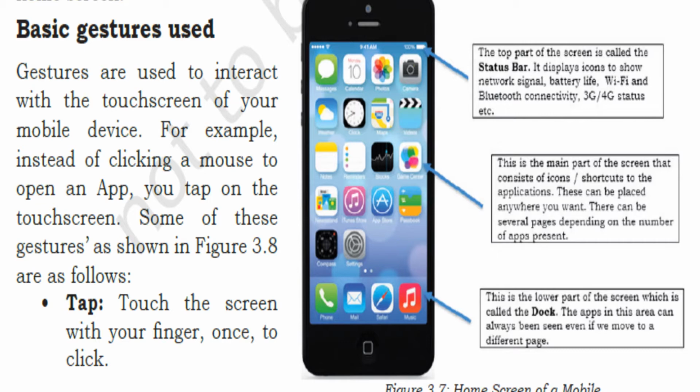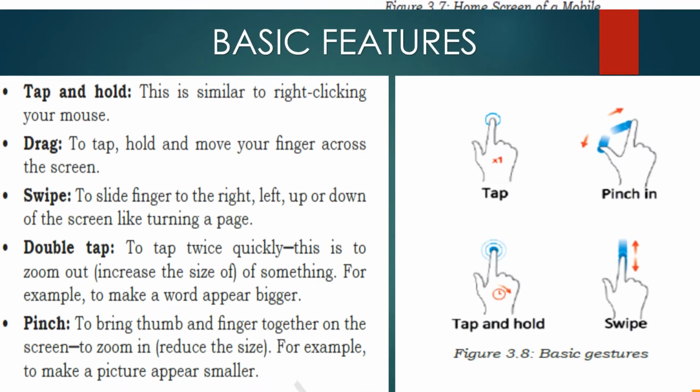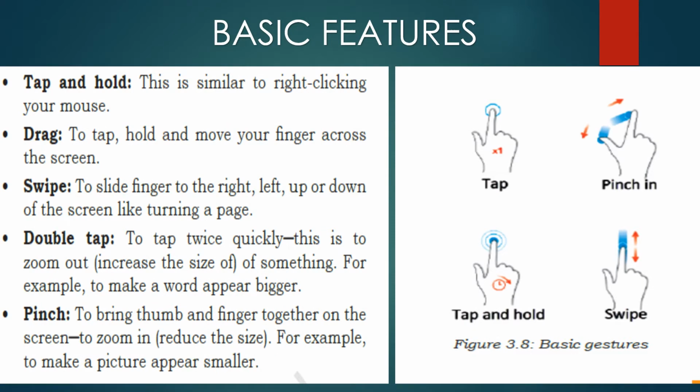Next topic is basic gestures used. Gestures are used to interact with the touch screen of your mobile device. For example, instead of clicking a mouse to open an app, you tap on the touch screen. Let us see some of the gestures now. First one is tap. Touch the screen with your finger once to click.